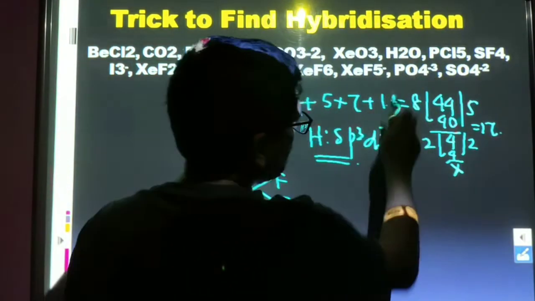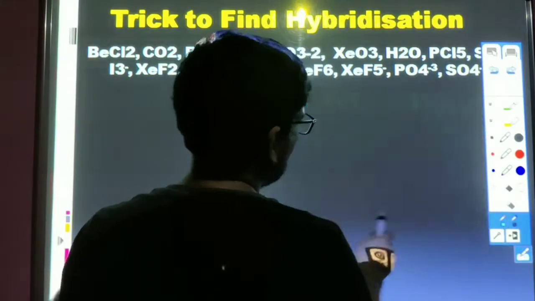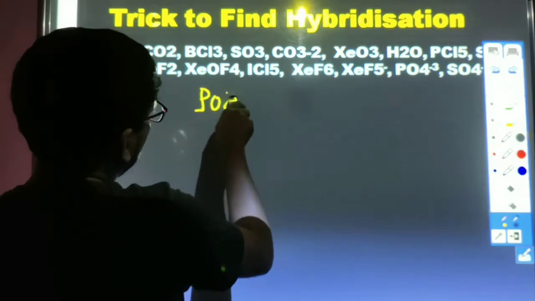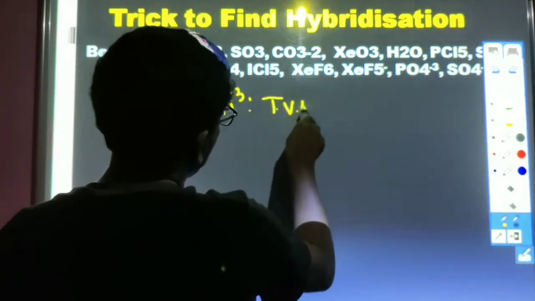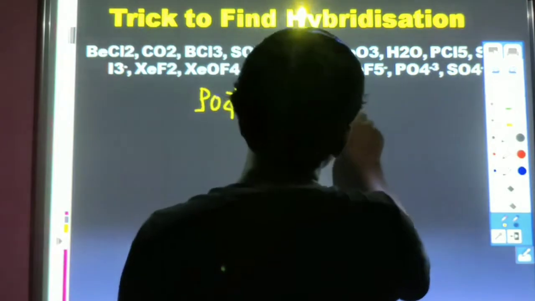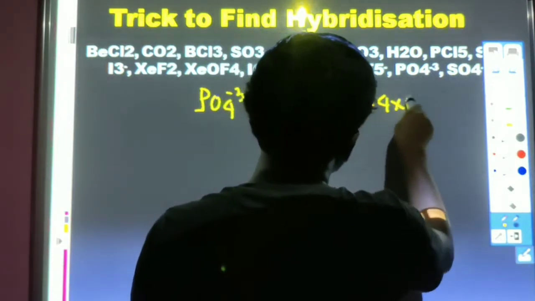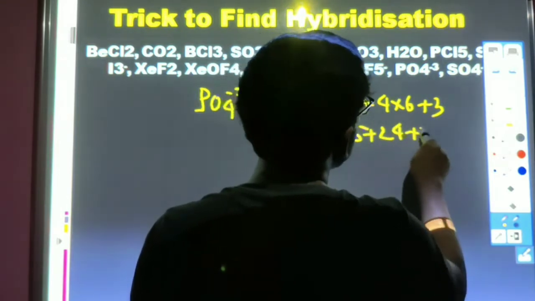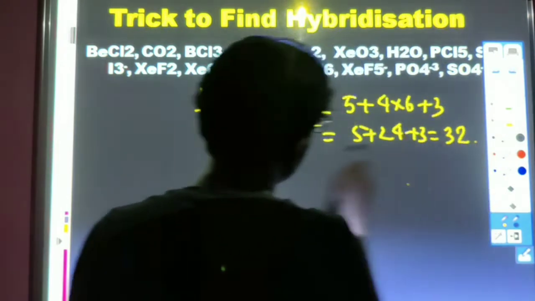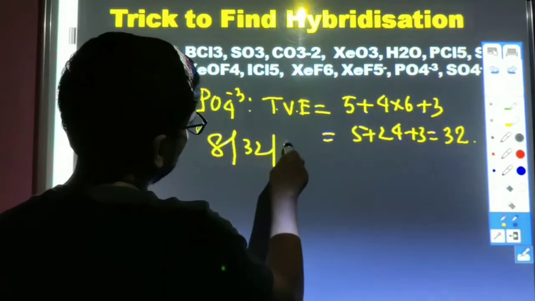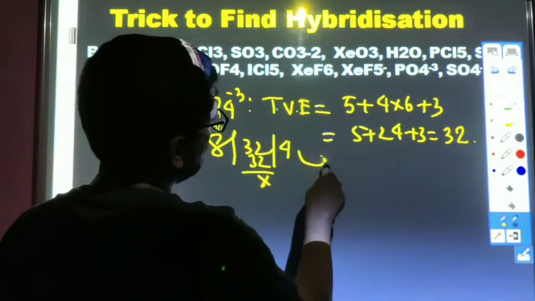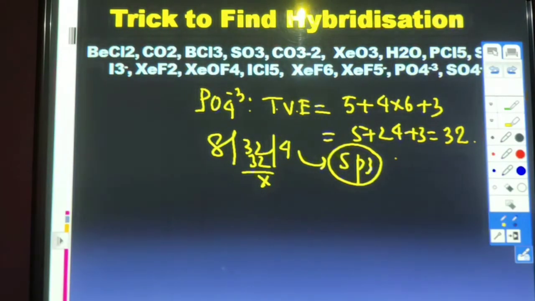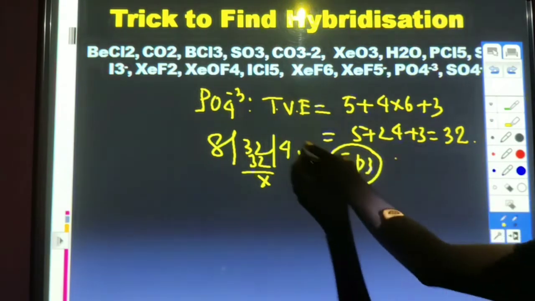And what will be the hybridization for PO4 3 minus? Calculate the total valence electrons. Total valence electrons will be 5 plus 4 multiplied by 6 plus 3. So 5 plus 24 plus 3 will be 32. Divide by 8. So the hybridization will be sp3, because the steric number here is 4.